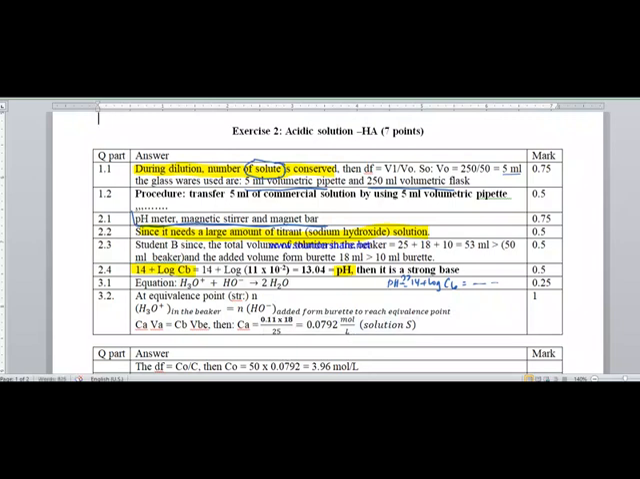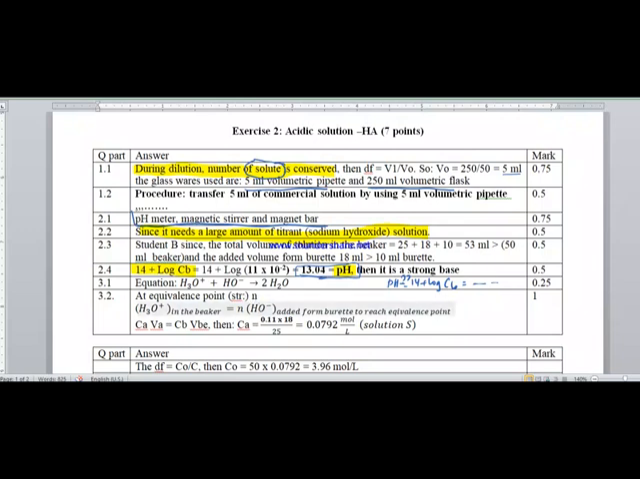I always start with 14 plus log of the concentration of the base. We do the substitution, see what value we get, and compare it to the pH. If it is equal, then it is a strong base. The equation of titration is always constant; it does not change.